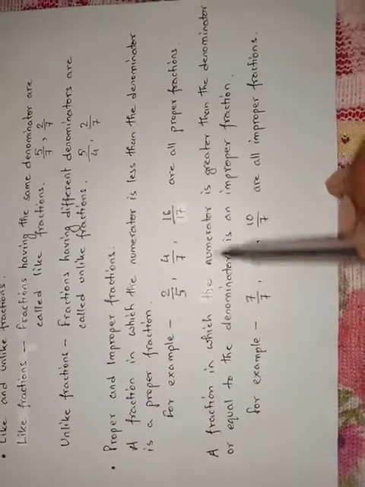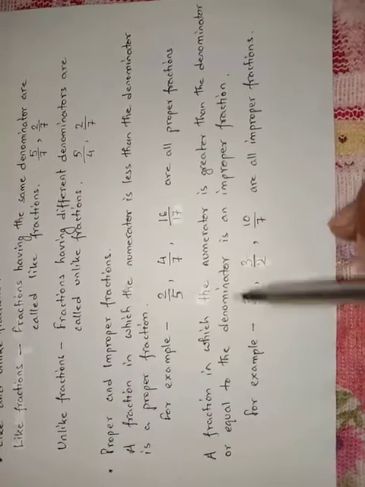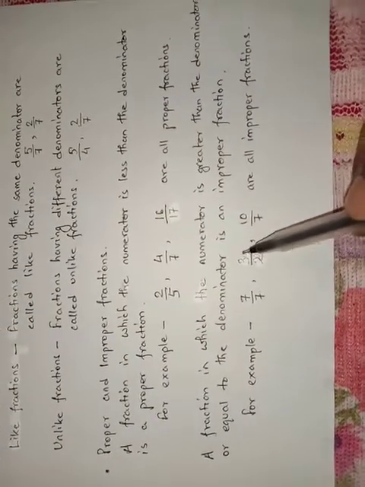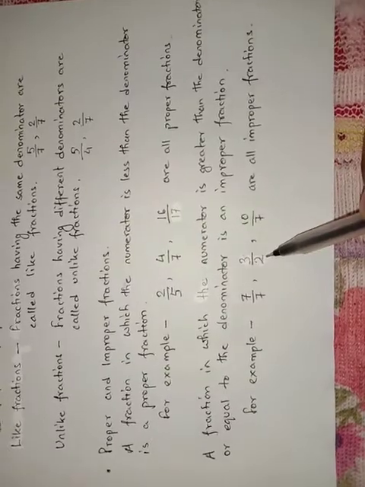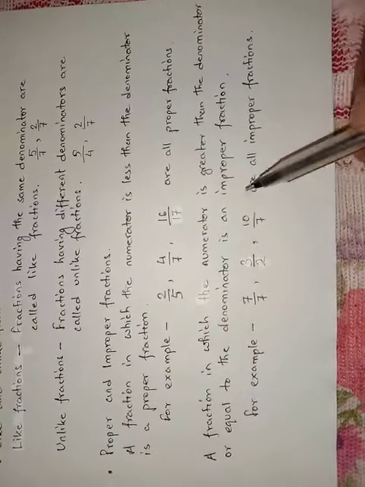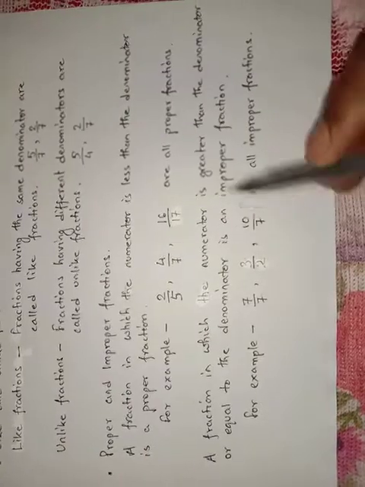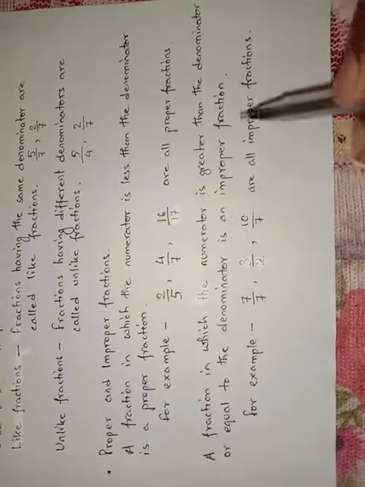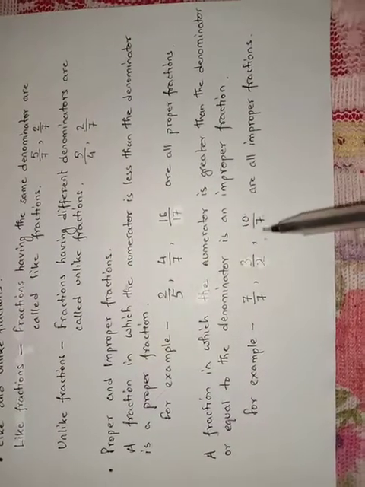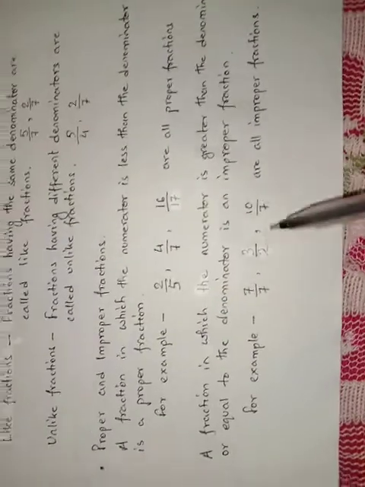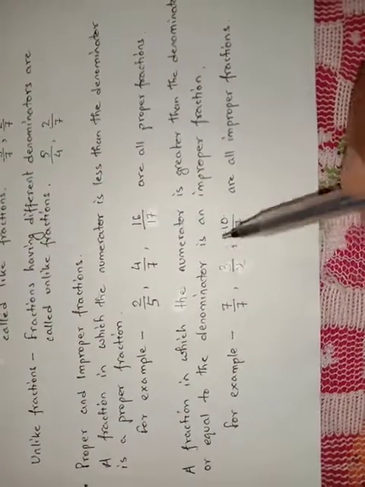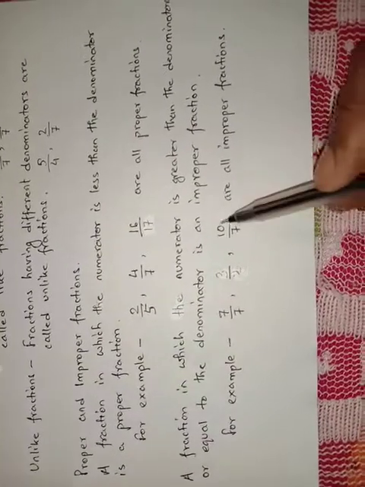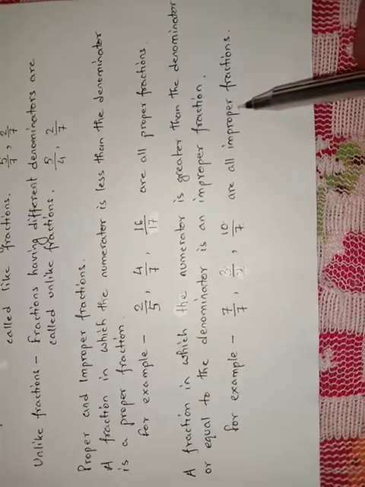A fraction in which the numerator is greater than the denominator or equal to the denominator is an improper fraction. For example, here we have 3 by 2. Here 3 is the numerator, which is greater than the denominator 2. Here, the numerator 10 is greater than the denominator 7. So this type of fractions, where the numerator is greater than the denominator, like here 3 by 2 and 10 by 7, we will call an improper fraction.